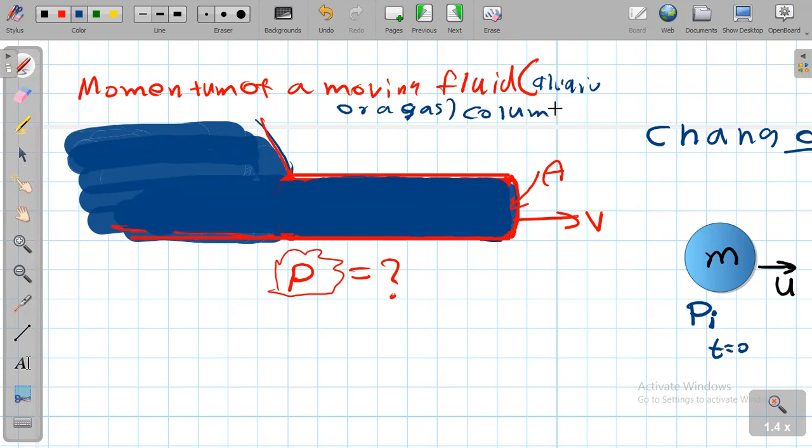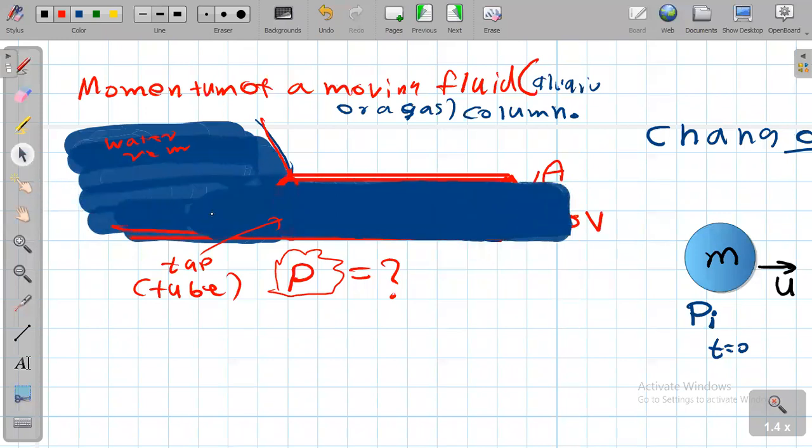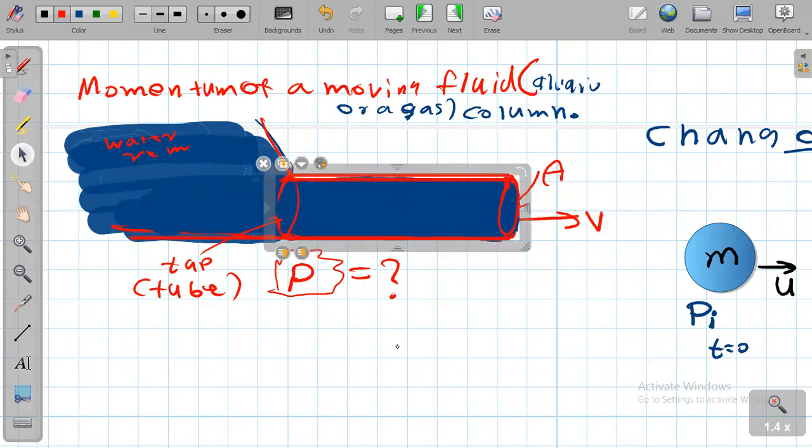Column. A fluid column. You might ask me, where is the column? I will show you. So this is like a reservoir, like in a lake. This is like a water reservoir. And this is like a regular tap, means a tube. Let me show you how the fluid may flow through it. That's why I normally use this board rather than other conventional boards. In this one, I can show you how a fluid even moves.